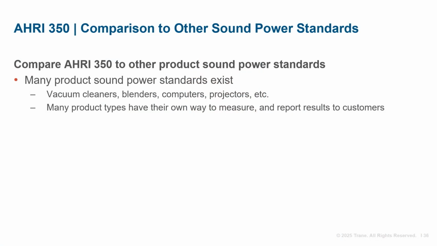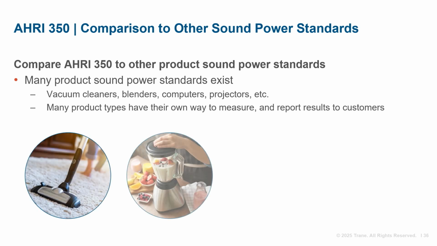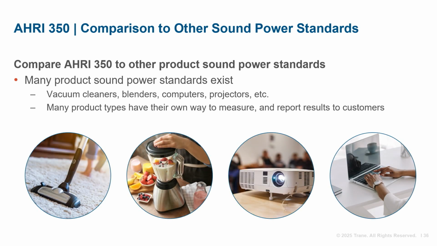We covered the topic of outdoor noise in a previous program, and a link to it is provided in the bibliography. Comparing and contrasting is a great way to better understand things. Here we will compare AHRI 350 to non-HVAC sound standards. Many products emit sound in a way that is important to customers. As such, most products have their own sound standard. Vacuum cleaners, blenders, projectors, and computers are just a small sampling of products with sound standards dedicated to them.